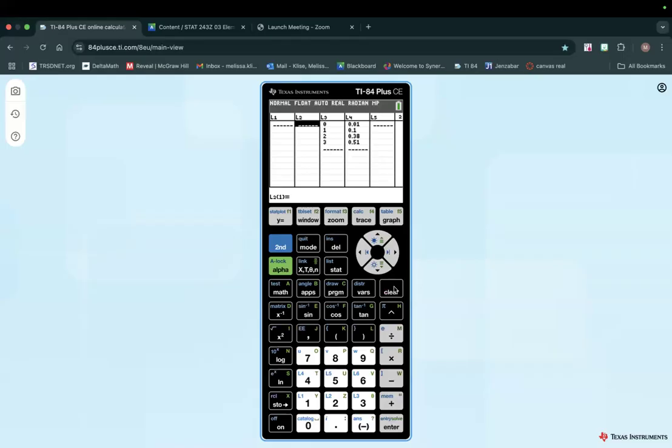My 83 ran out. Got it. Thank you. My 83 ran out of batteries. Otherwise, I would work along, have mine out. But thankfully, this one doesn't need batteries.